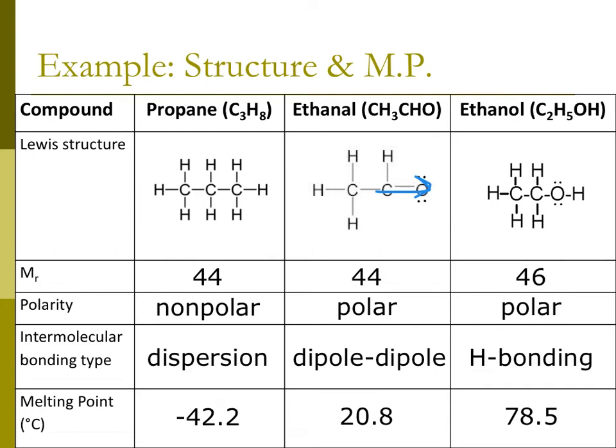But then if we look at ethanol, which actually does have an OH group, we would have the partially positive hydrogen in this case and a partially negative oxygen. So you would have hydrogen bonding in the ethanol, having the OH group. Notice also it has a slightly larger molar mass. So this polar molecule with hydrogen bonding, that is the largest, is going to have a much higher melting point of 78.5.